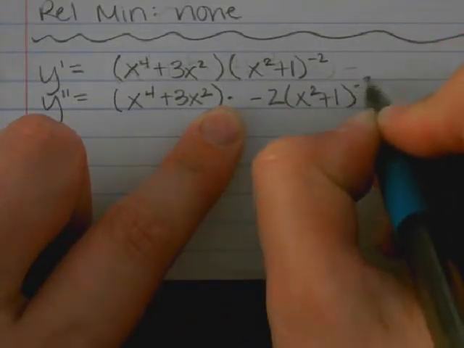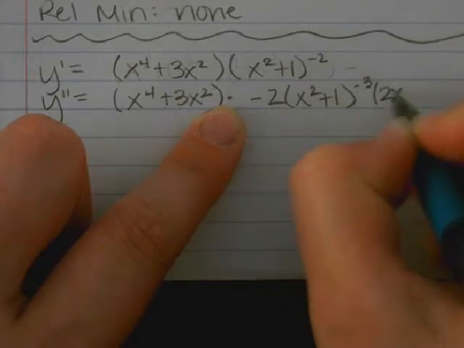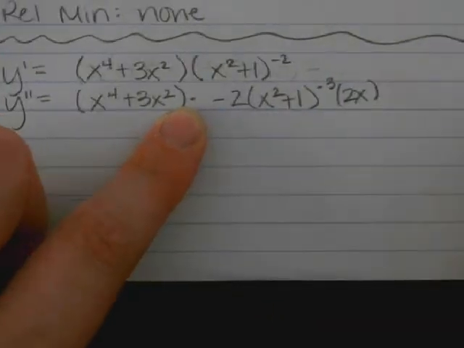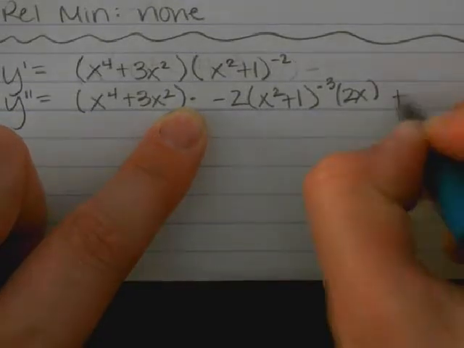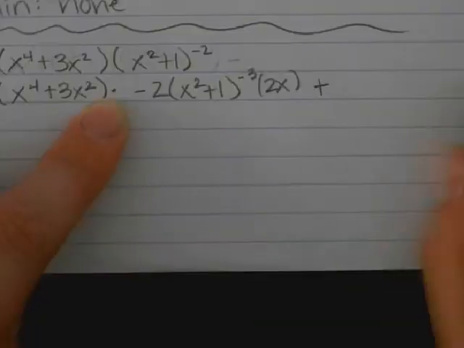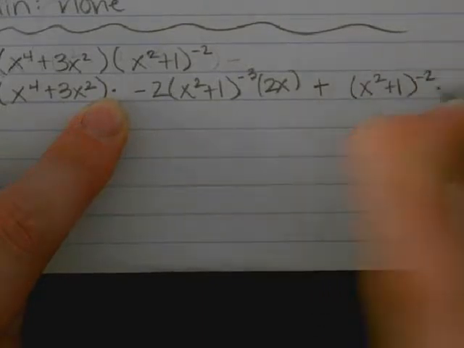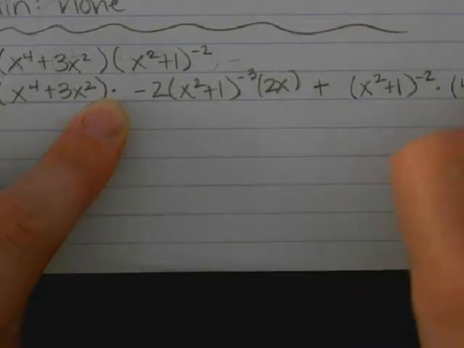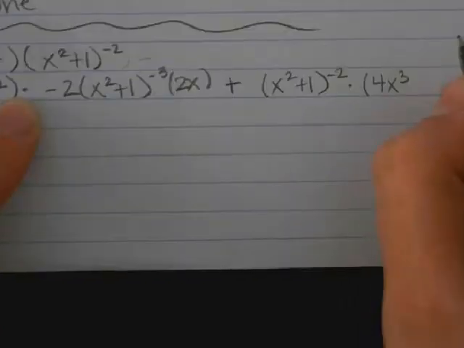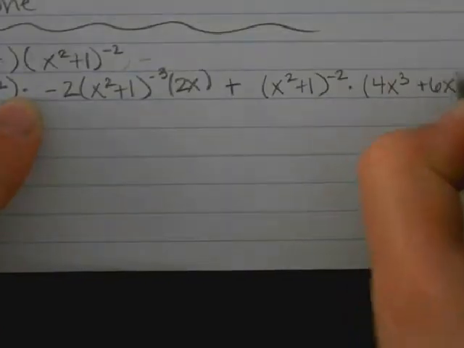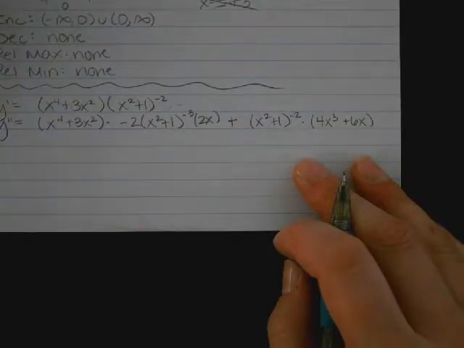To the negative 3, and then times 2x. Yep, that's the chain rule. Plus x squared plus 1 to the negative 2 times 4x to the 3rd plus 6x. Okay, so second times the derivative of the first.